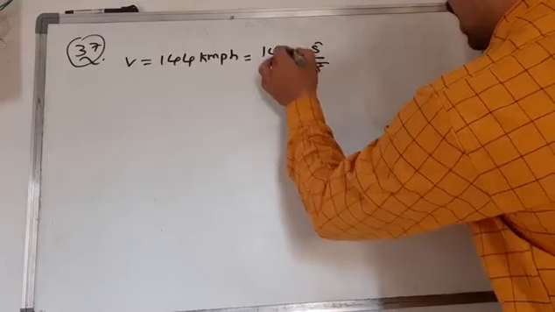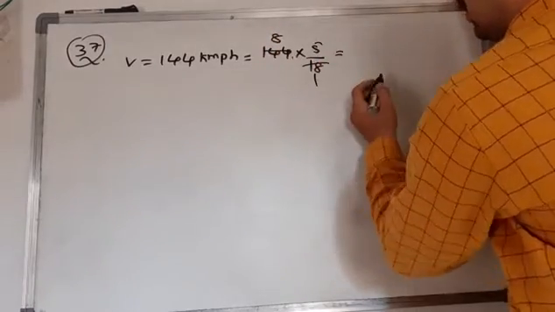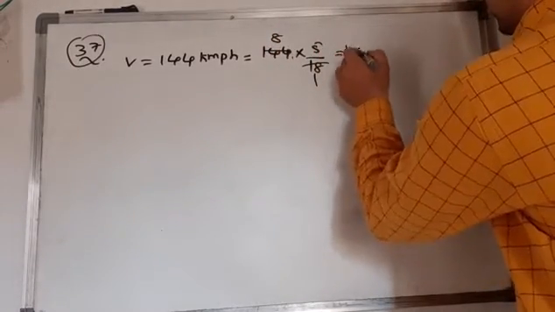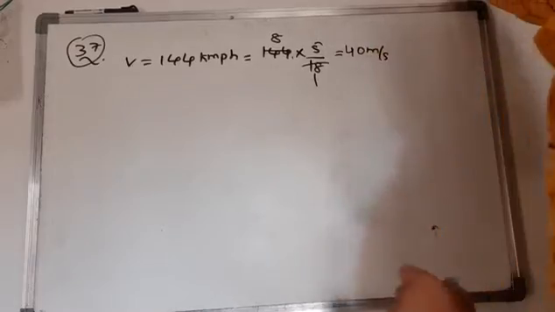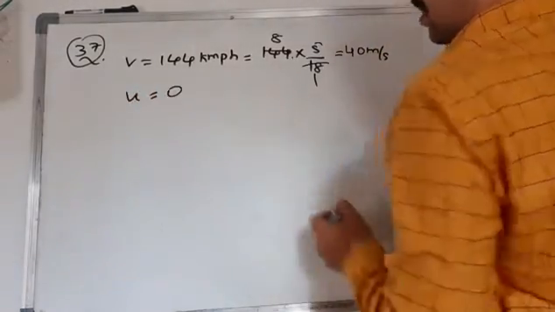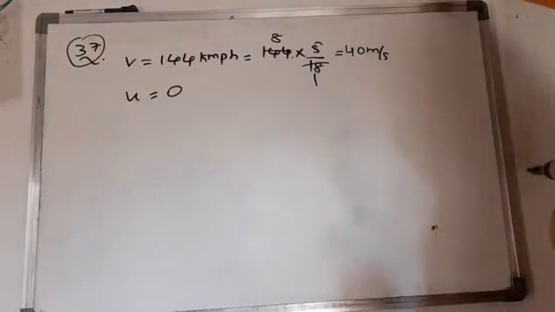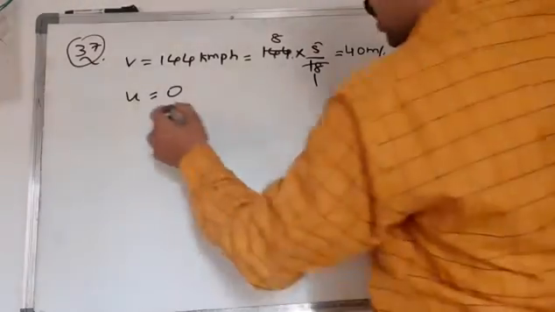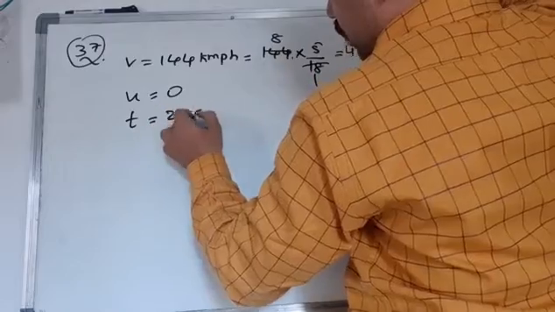18 ones are 18, 8 5s are 40. So you will get 40 meter per second. V is equal to 40 meter per second and U is equal to 0, we got. And the time is given, T is equal to 20 seconds.